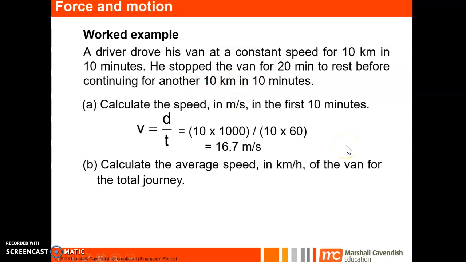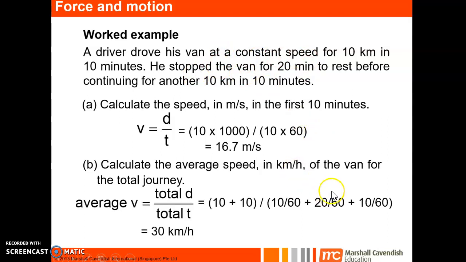And what is the total time taken? Think about it. Do I need to include the stopping time? Take 5 seconds to think. The answer is yes. For the total time taken, you need to include the 10 minutes, the 20 minutes of stop time, and also another 10 minutes. That's how you go about calculating your average speed. Do take note that the unit is km per hour, so there is a need to convert your total time taken into hours. To convert from minutes to hours, you need to divide by 60.